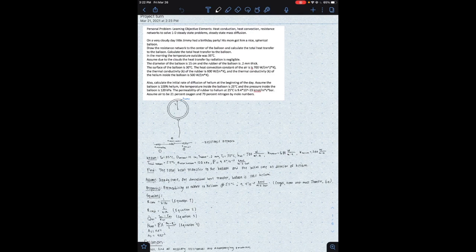Problem 1 asks you to find the total heat transfer to the balloon and the initial rate of diffusion of helium. The learning objectives included in this problem are heat conduction, heat convection, resistance networks to solve one-dimensional steady-state problems, and steady-state mass diffusion. So the first thing here is the resistance network that includes the heat conduction and heat convection in the learning objectives.